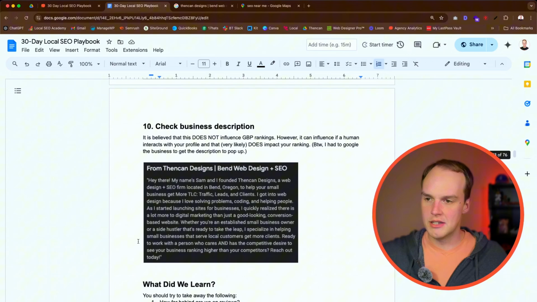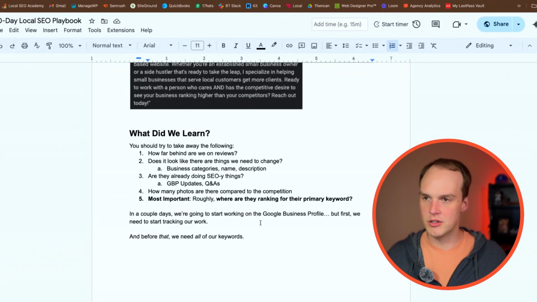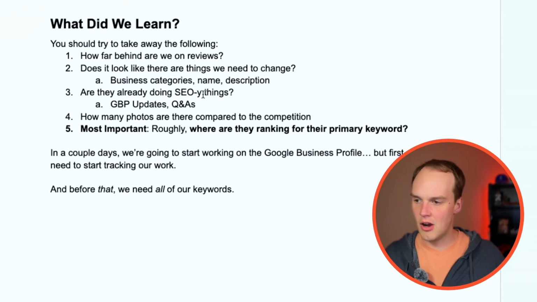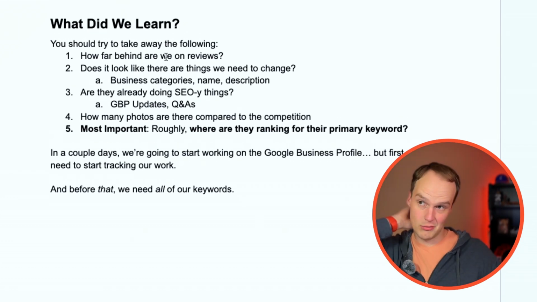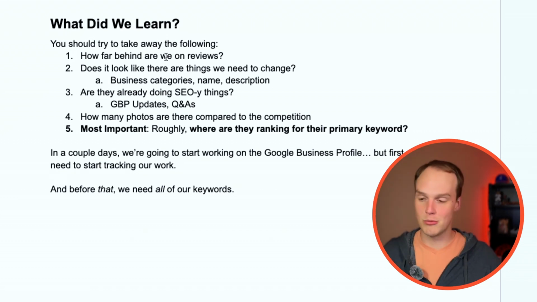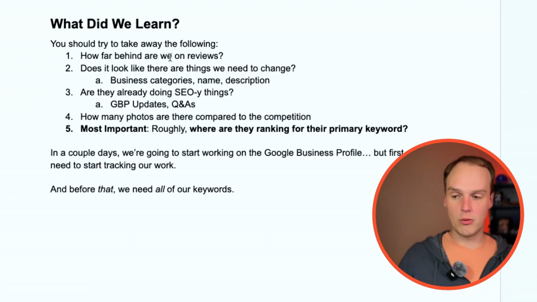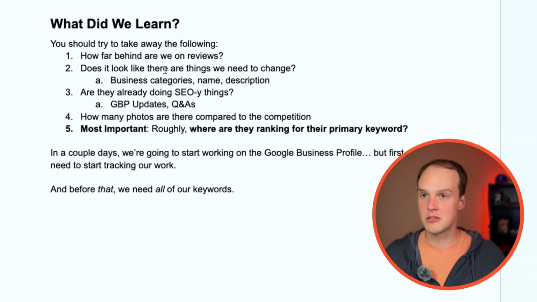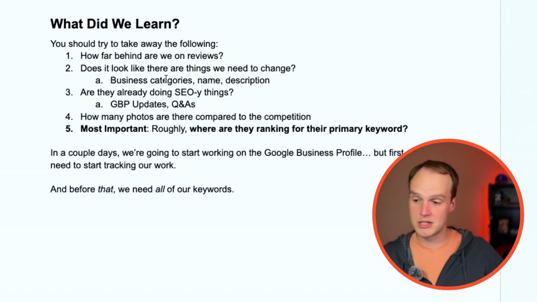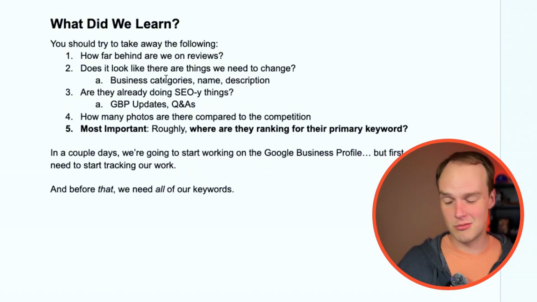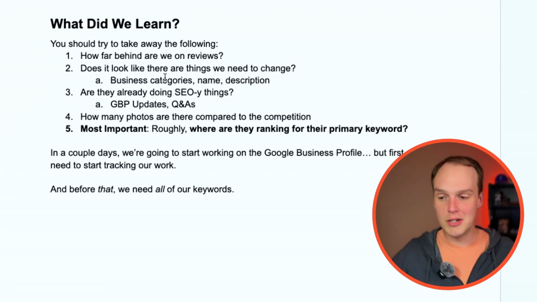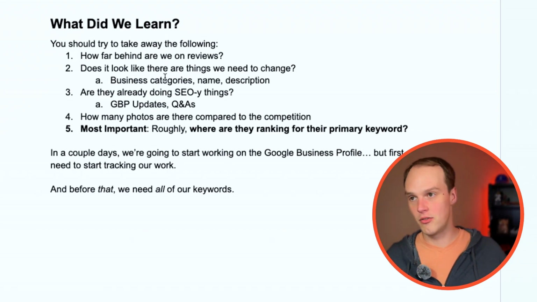And then the real takeaway of this video, like what did we learn from this audit? Well, we found out how far we are behind on reviews, which again is a really strong ranking factor. It's the 6th, 8th, 13th, and 20th most important ranking factors according to Whitespark's local search ranking factors list. Does it look like things are in need of change? Like the business categories, the name, the description. Again, we're just doing an audit right now, so we're probably not making any changes, but we want to note these things because if we're going to do it, we need to be ready in case we have to re-verify.